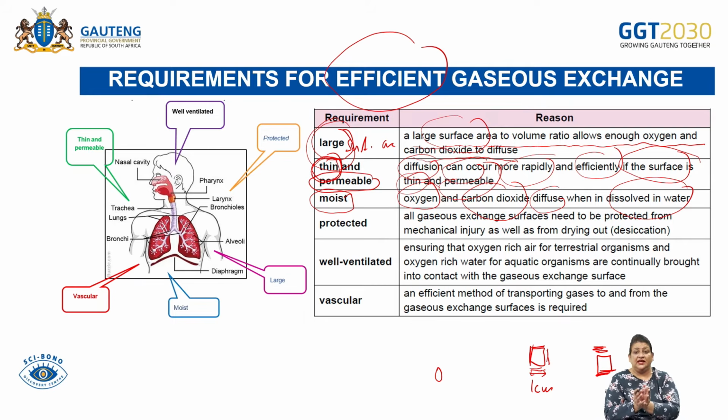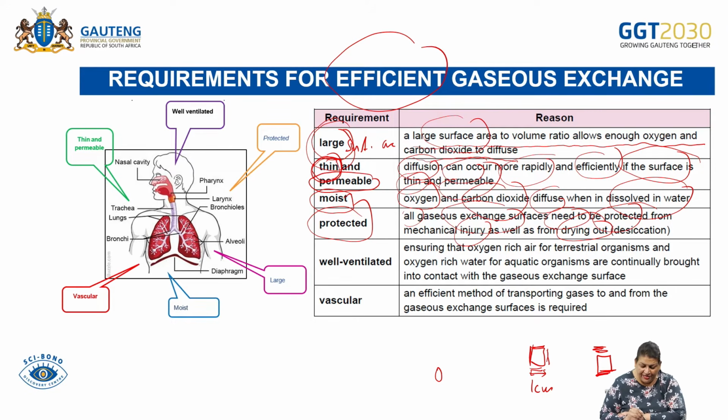Something must protect it. And how are our lungs protected? You can see our lungs are not exposed. Can you see somebody's lungs? No. They are hidden in our chest, our thoracic cavity, behind our ribs. So the entire rib cage, our bony ribs, protect the lungs and the heart. So it's very, very protected. All gaseous exchange surfaces need protection from injury, and they also need protection from drying out. It mustn't dry out. Another name for drying out is desiccation.